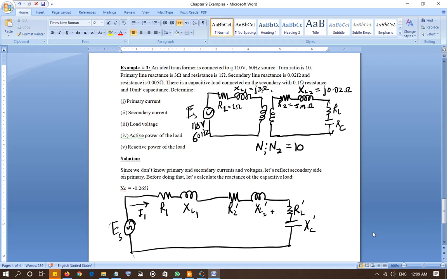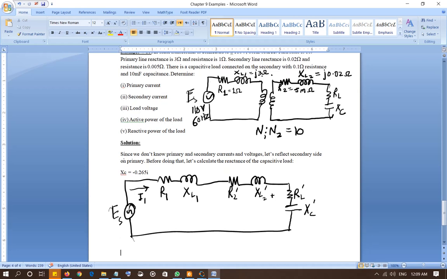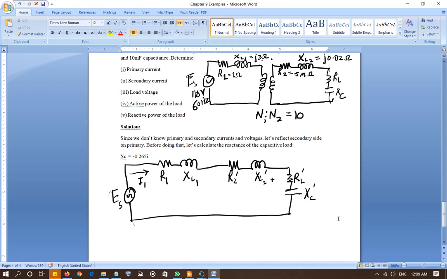so we are going to get negative j0.265. Now observe, since we do not know the primary current or secondary current and primary voltage and secondary voltage, in this situation we cannot find these currents or voltages directly, and the only way to find them is the reflection of one side on the other side. So in this problem, I'm reflecting all the quantities that are present on the secondary side to the primary side. So R2, XL2, RL and XC are going to become R2 prime, XL2 prime, RL prime and XC prime.